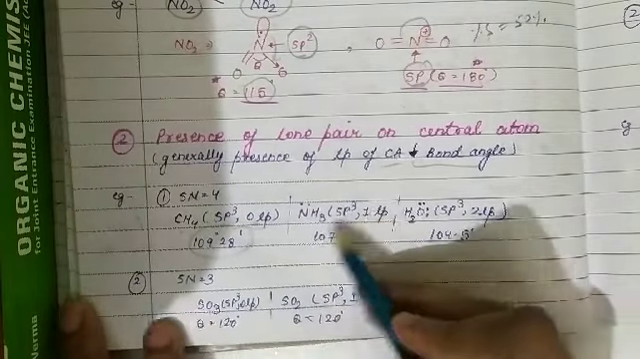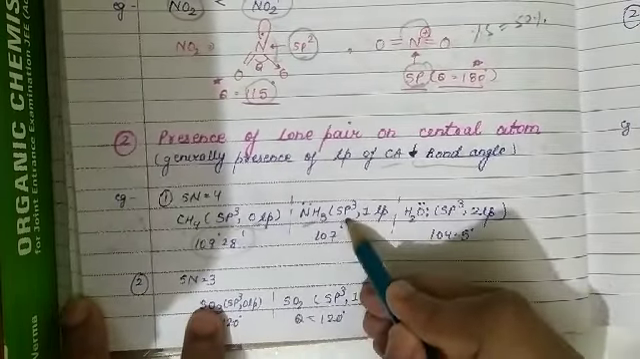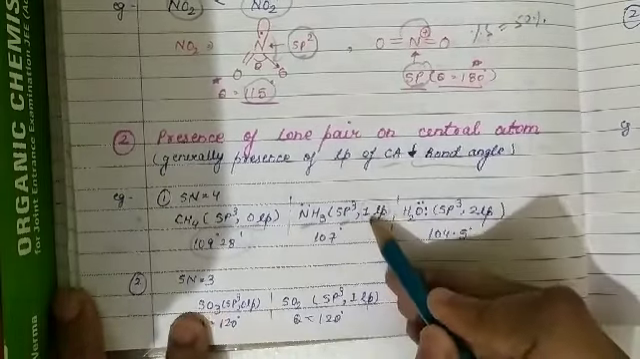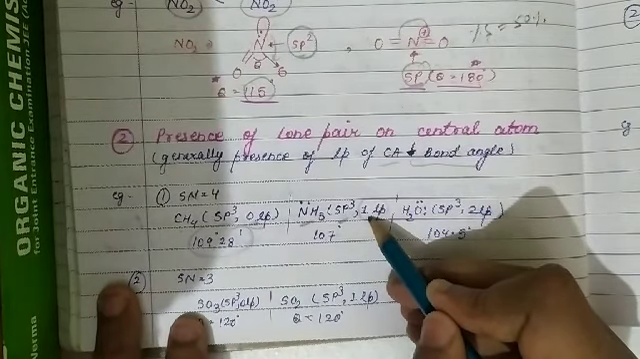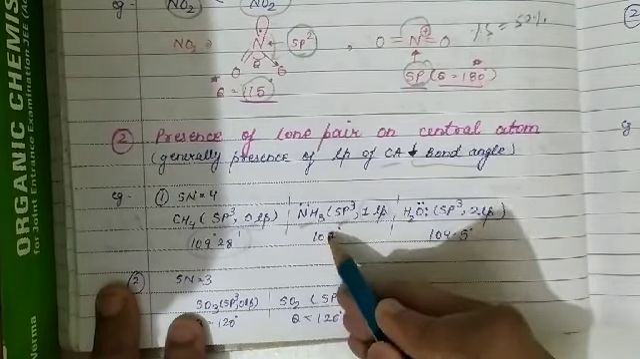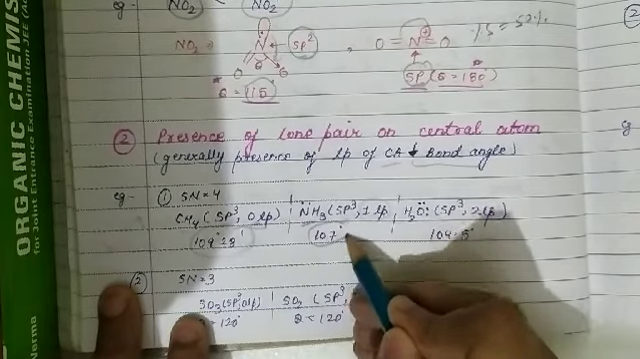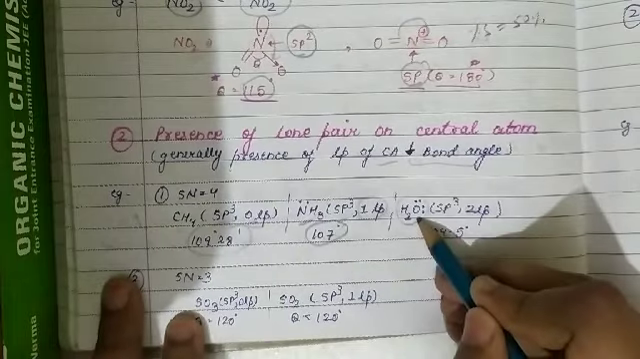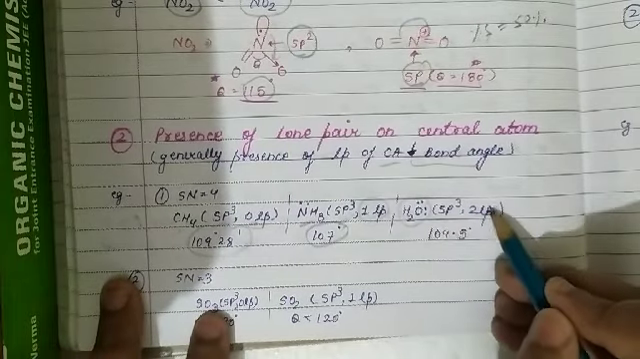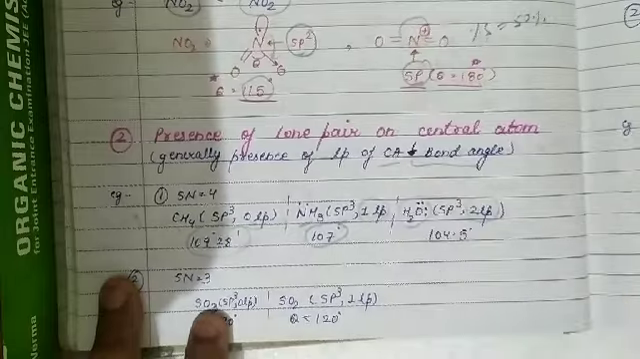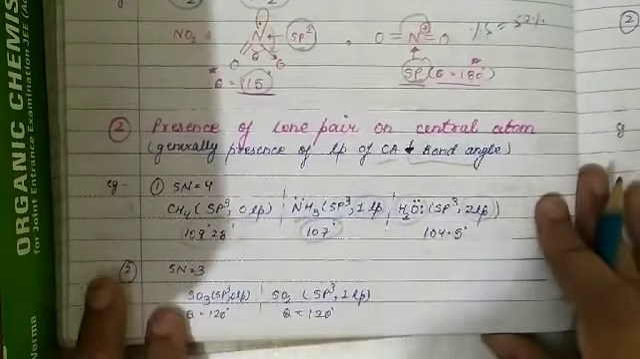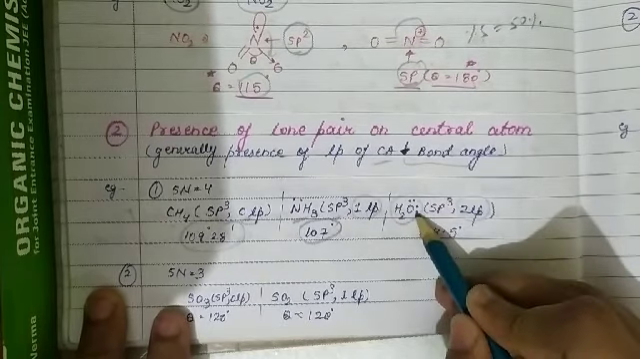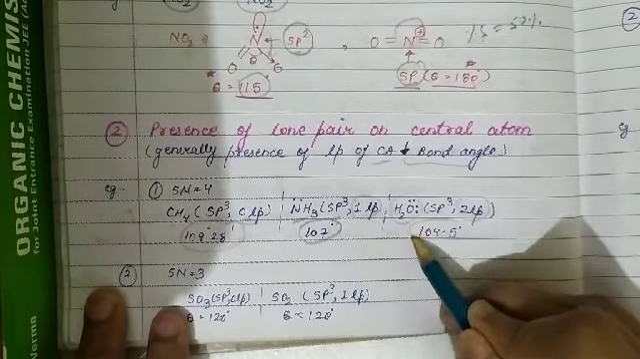In this case, the bond angle is not affected because there is no lone pair, so no lone pair bond pair repulsion. While in case of NH3, hybridization is sp3, but there is one lone pair on the nitrogen atom. So due to lone pair and bond pair repulsion, the angle in NH3 decreases from 109 to 107. Same in case of water. In water, hybridization is sp3, but on the oxygen atom there are two lone pairs of electrons. So the angle in this case decreases from 109 degrees to 104.